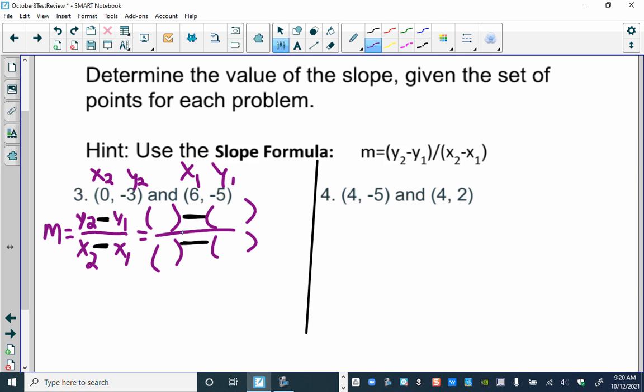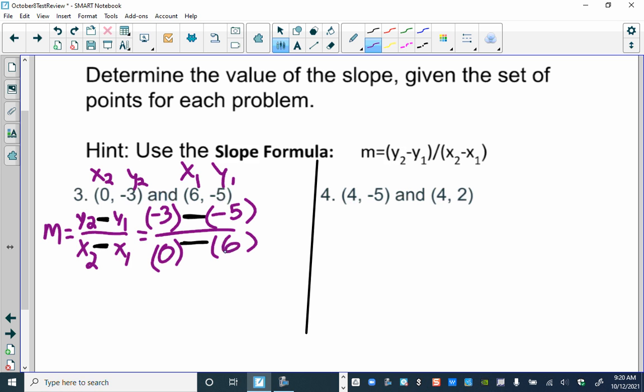Well, what's our y2 value? What number did we designate as y2? Negative 3. So you have negative 3 minus, what's our y1 value? Negative 5. And then we're going to talk about that in a second. Now, what about our x's? What's our x2 value? 0. And then what's x1? 6. Okay.